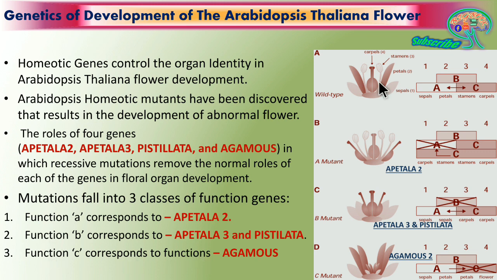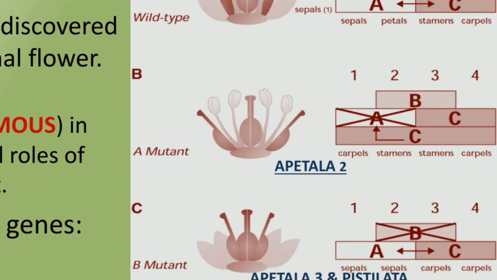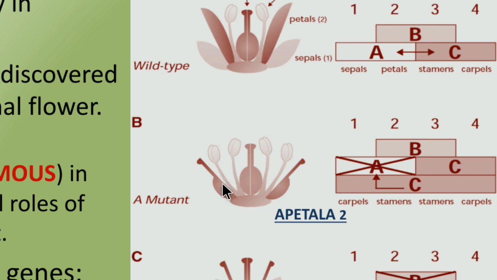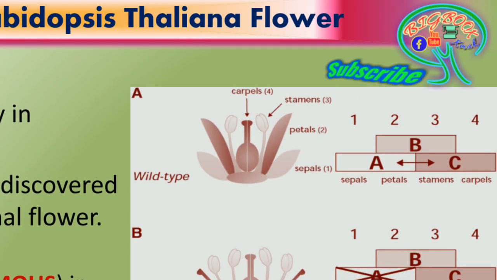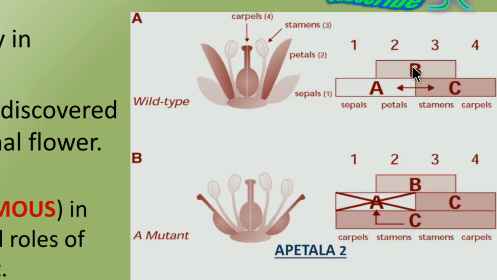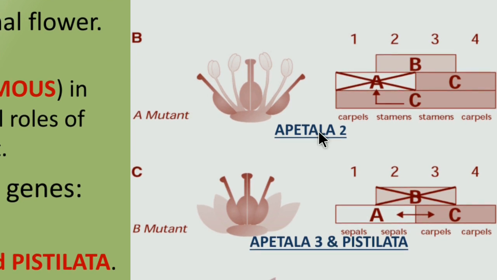Now here you can see this is the wild type flower. This is the mutant APETALA2, this is the mutant APETALA3 and PISTILLATA, and this is the mutant AGAMOUS. When you consider the wild type, you will see sepal, petal, stamen and carpel. So this describes the organ identity. In the mutant APETALA2, you will see carpel, stamen, stamen, carpel. The flower structure has become abnormal because of the mutation in APETALA2. You can see the mutation affects the outermost whorl and the next whorl, that is the sepal and the petal.